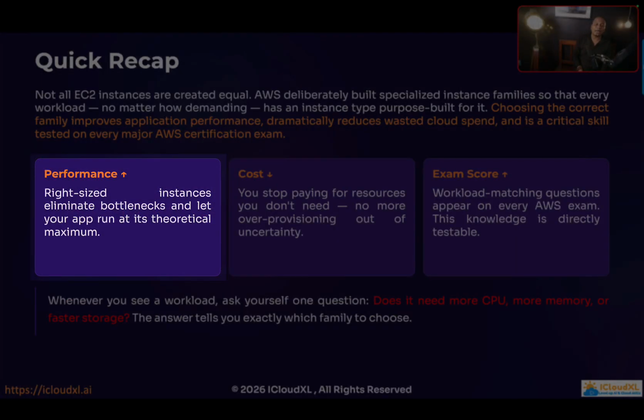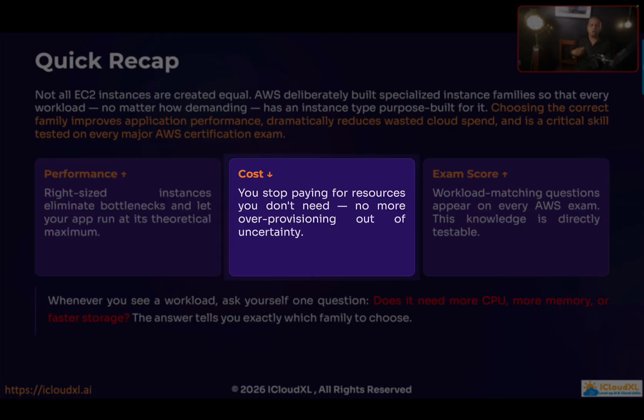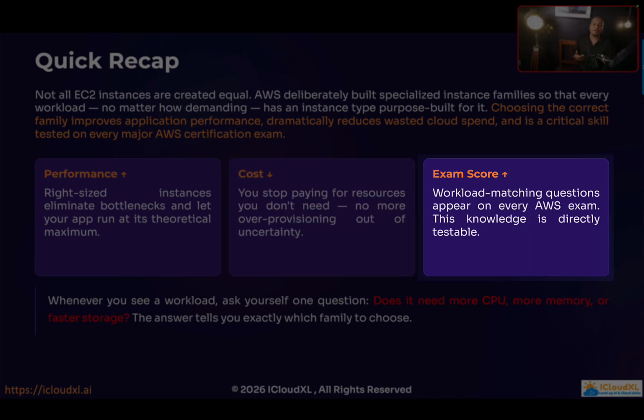So, quick recap: the performance depends on right-sized instances, eliminating bottlenecks, and letting your application run at its theoretical maximum. On cost, you stop paying for resources you don't need, with no more over-provisioning out of uncertainty. And for the exam, workload matching questions definitely appear on every AWS exam. This knowledge is directly testable.